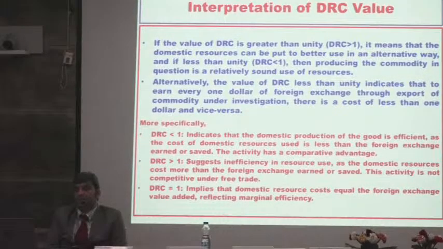And we have already discussed the interpretation of the DRC value. The DRC value may be less than 1, greater than 1, or equal to 1. If the DRC is greater than 1, it suggests inefficiency in resources used. A DRC value less than 1 suggests efficiency in use of the domestic resources. If DRC is equal to 1, it means that domestic resource cost equals the foreign exchange value added, reflecting marginal efficiency. So these are some indicators used for measuring efficiency in the context of international business.